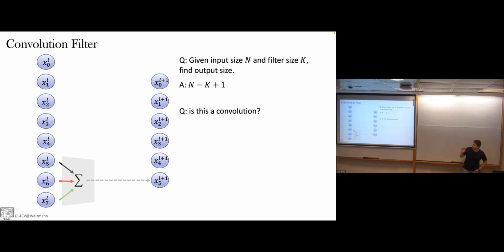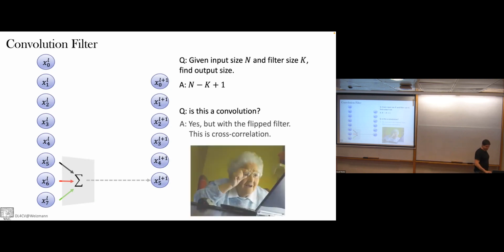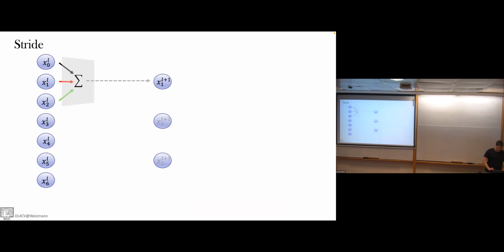So it is a convolution, but it's not a convolution with ABC, it's a convolution with CBA. Okay, so it's cross correlation with this filter. Or you can always say it's convolution with this flipped filter. Okay? All right, moving on.